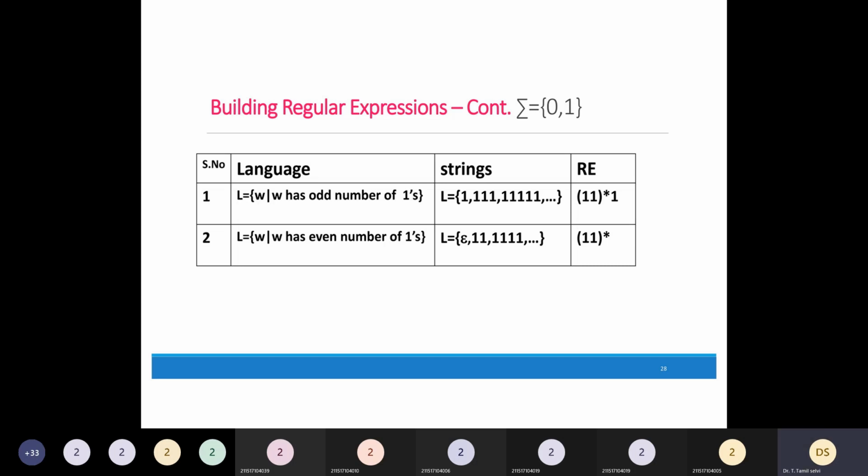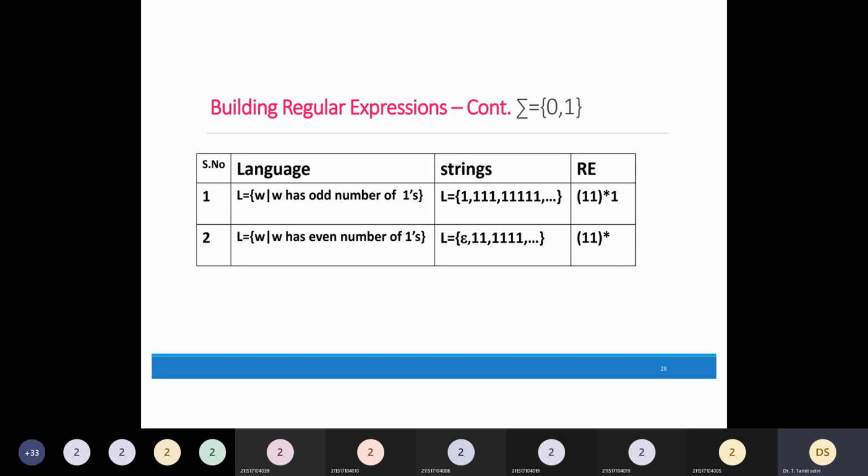Okay, so this particular language doesn't contain any zero, only ones, which means an odd number of ones alone. So you have to form the strings. The first string should be 1, then the second string 1 1 1, and then the next one 1 1 1 1 1, that is 5 continuous ones, and then the next string should be 7 continuous ones, 9 continuous ones, etc. So it should be an odd number of ones. Finally, you will be getting (1 1)* dot 1 as the output.